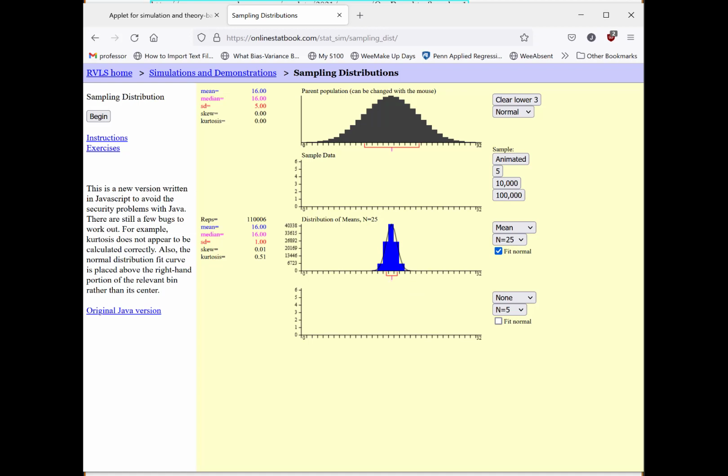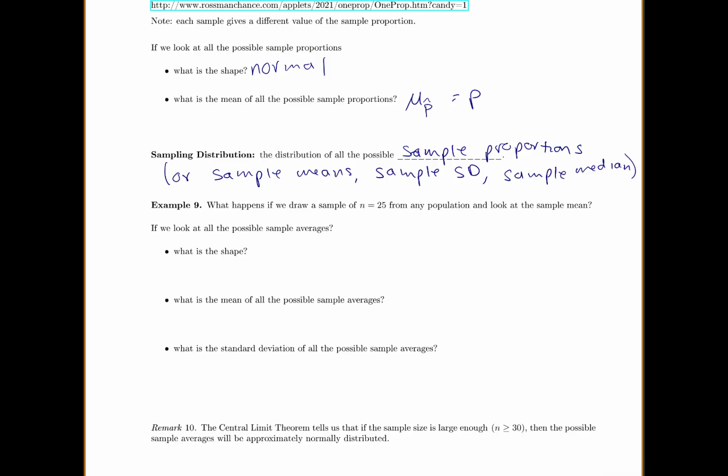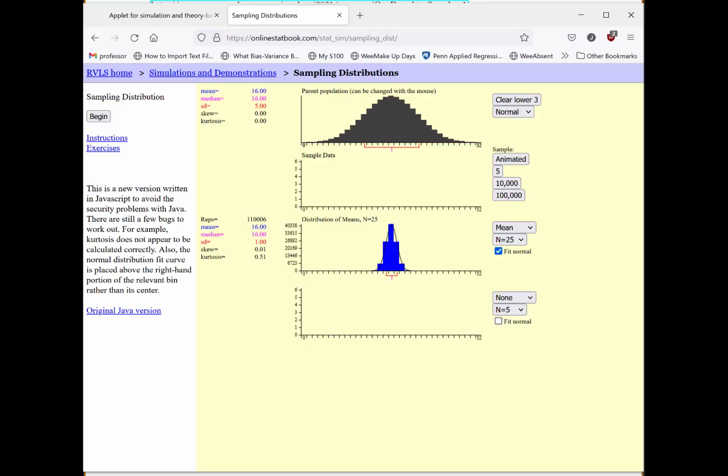Let's look at a couple things. Let's look at the mean and standard deviation of these. My parent population had a mean of 16, and the mean of all the sample means was 16. For the standard deviation though, my standard deviation of the parent was 5, but the standard deviation of all of the possible sample means was only 1, and you'll notice it does look a lot skinnier than that parent population. And that is always the case. We'll talk about that when we switch back to our notes.